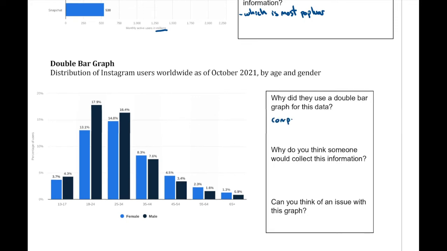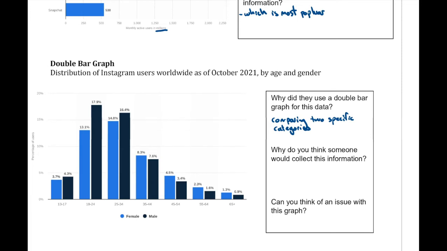Well, we're comparing two specific categories. Right? Male and female, or the two genders in this case. So we're looking at two specific categories over a certain characteristic, which is the age. So the key thing is we're comparing two specific categories. So in this one, we're looking at males and females and the number of users based on age for Instagram.